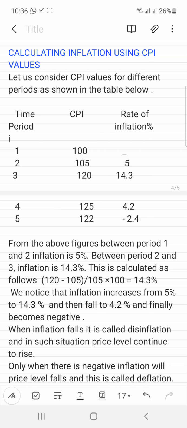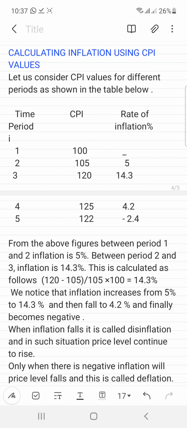In the same way, we calculate inflation from period 3 to 4. From period 3 to 4, inflation is 4.2%, and from period 4 to 5, inflation is negative 2.4%. Let us now analyze the different values of inflation which we have here. So inflation from period 2 has increased to 14.3% in period 3, which means that prices from period 2 to 3 have increased.